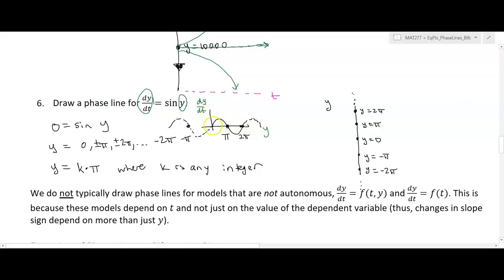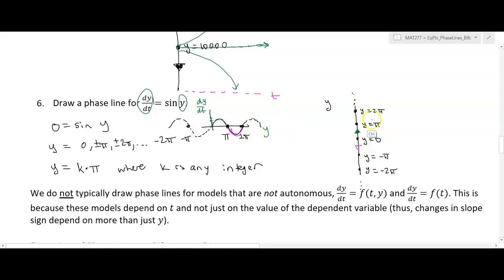And what that allows me to do is to say anywhere the portion of the graph is above the horizontal axis, those are all positive values of dy dt. So between 0 and pi, dy dt is positive. So between 0 and pi, I'm going to draw an arrow that points up because y is increasing if dy dt is positive. Now from pi to 2 pi, I see that the dy dt graph is below the horizontal axis, which means dy dt is negative, and that means y is decreasing.